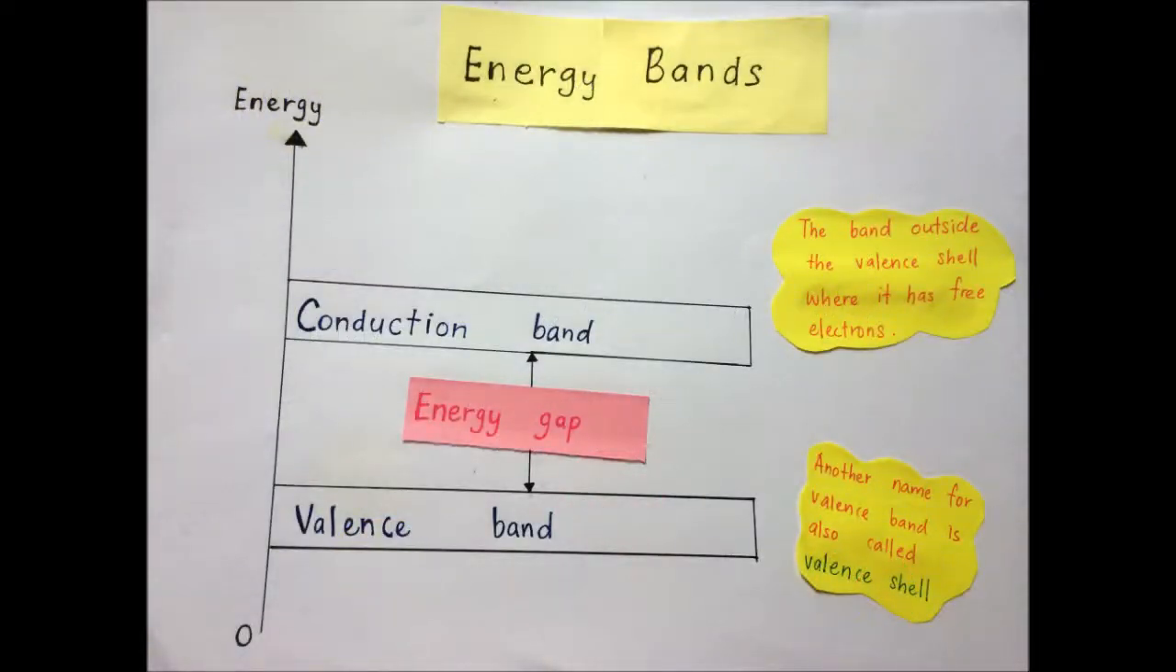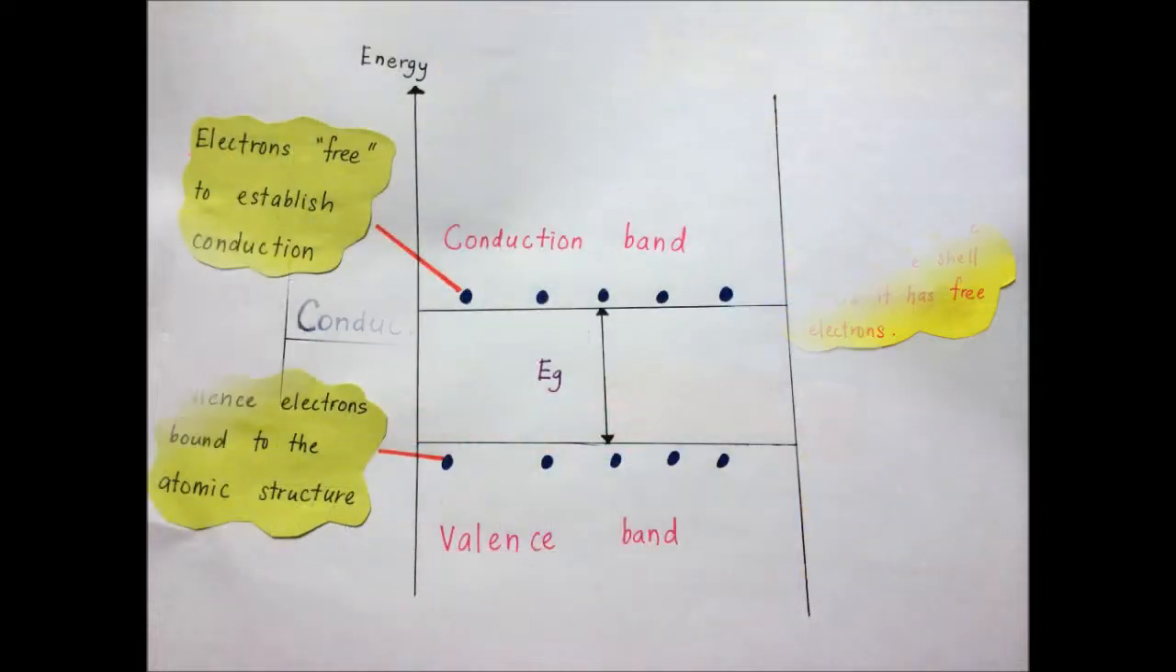Here is the energy bands for semiconductors. The band outside the valence shell where it has free electrons is called conduction band. Another name for valence band is also valence shell. Valence band and conduction band are separated by energy gap. For semiconductor material, the energy gap is narrow compared to insulator material. It is to enable some electrons with enough energy to escape from valence band to the conduction band easily. When the temperature is high, the electrons are in excited state and have enough energy to jump from valence band to conduction band. If the energy is lost, the electron will return back to the valence band.